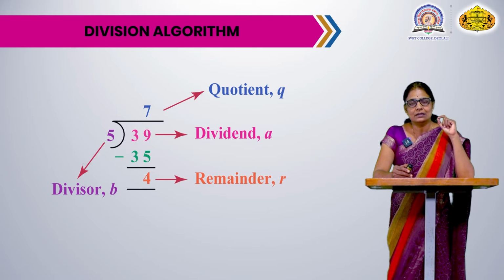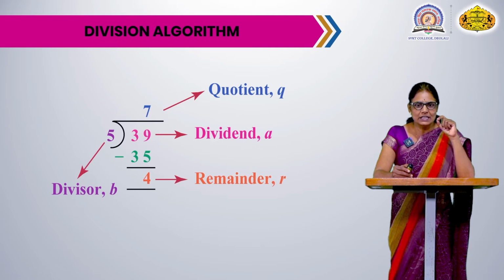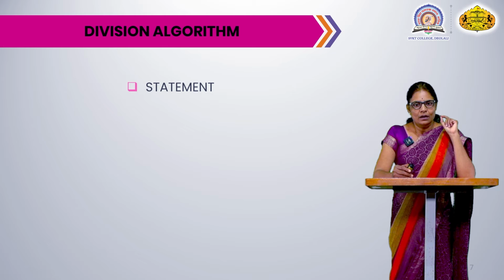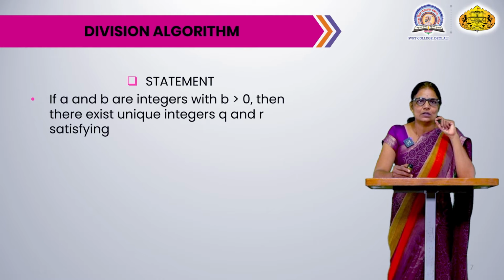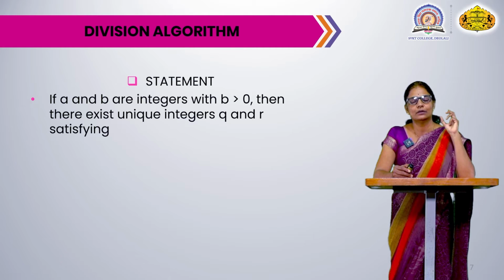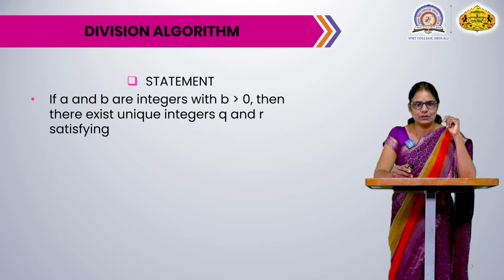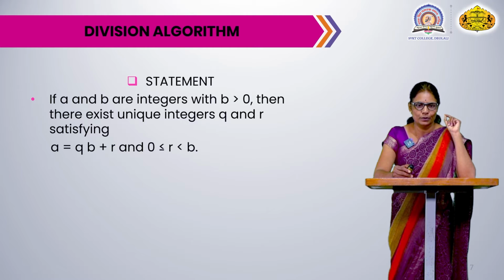Division algorithm is a theorem, it is not an actual algorithm, and this division algorithm gives the relation between all these four numbers a, b, q and r. So now let us first consider the statement of the division algorithm. If a and b are two integers with b greater than 0, then there exist unique integers q and r satisfying the equation a equals bq plus r, with 0 less than or equal to r less than b.